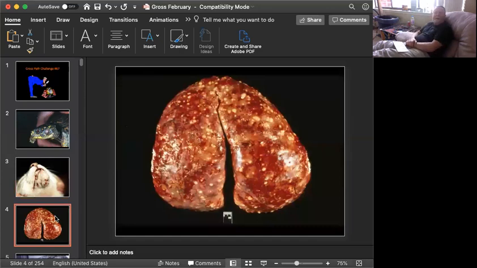Slide number 3 is tissue from a foal. Can you give me a morphologic diagnosis and a cause?